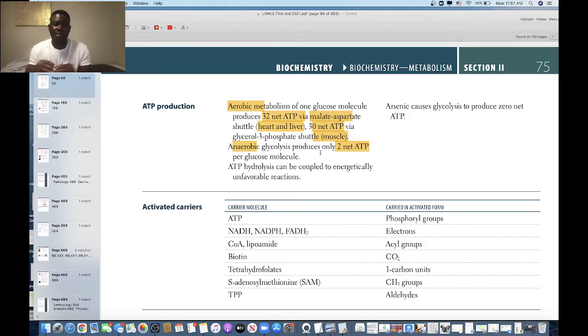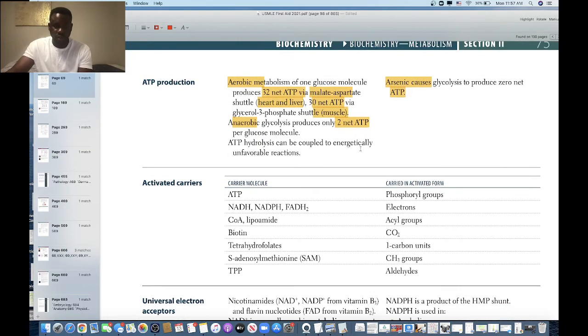So cells that do not have any mitochondria, like the RBCs, will also end at the anaerobic glycolysis level because they don't have any mitochondria. Even if they have mitochondria and there's no oxygen, it cannot work. And now there's oxygen but there's no mitochondria, so it's the same thing. So take note of that. Arsenic causes glycolysis to produce 0 net ATP. Yeah, so that's a fact.